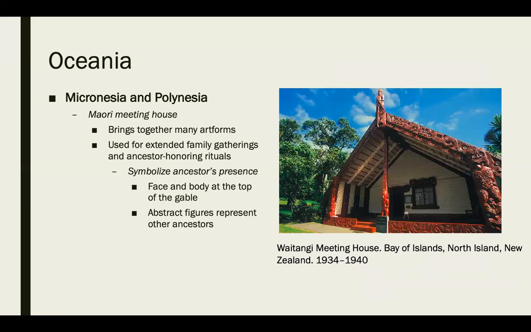This is the Maori meeting house. It brings together a lot of art forms. It's used for extended family gatherings and ancestor honoring rituals. This symbolized the ancestors' presence, with the relief sculpture that's seen in the red here, and the abstract figures that represent other ancestors that we see all around here.